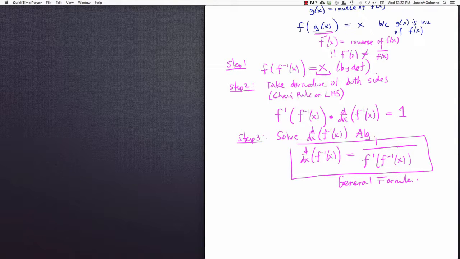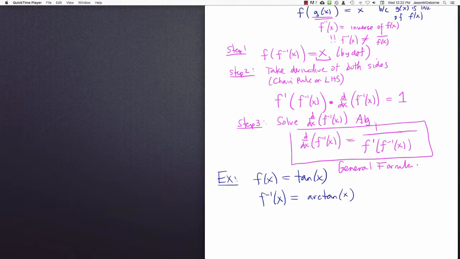So how does this get used? Example. Let's say that the function f of x is equal to the tangent function. We want to find the derivative of the inverse function. The inverse function is called the arctangent function, arctangent of x, and our job is to find the derivative of the arctangent function.